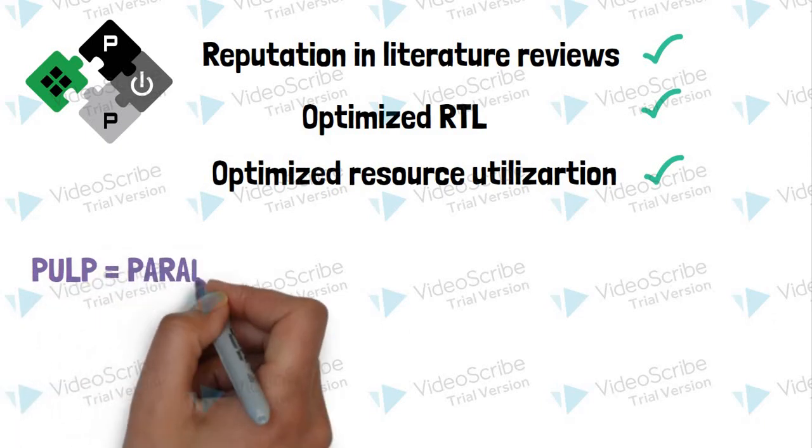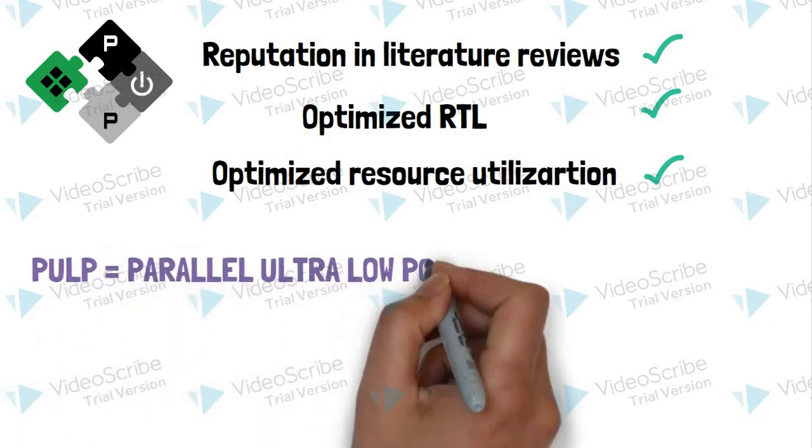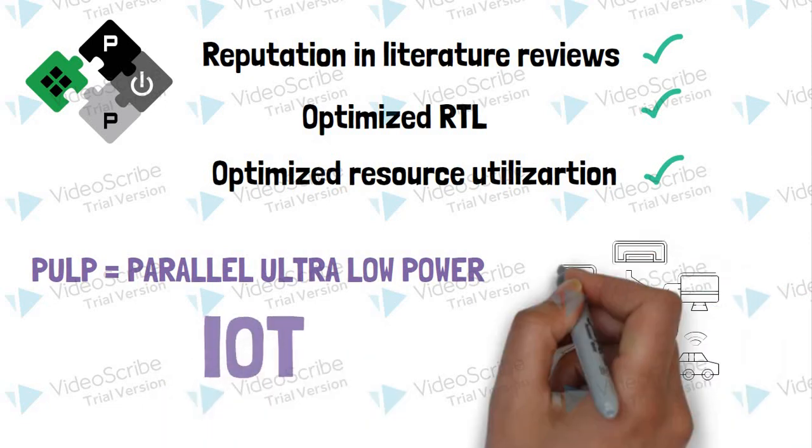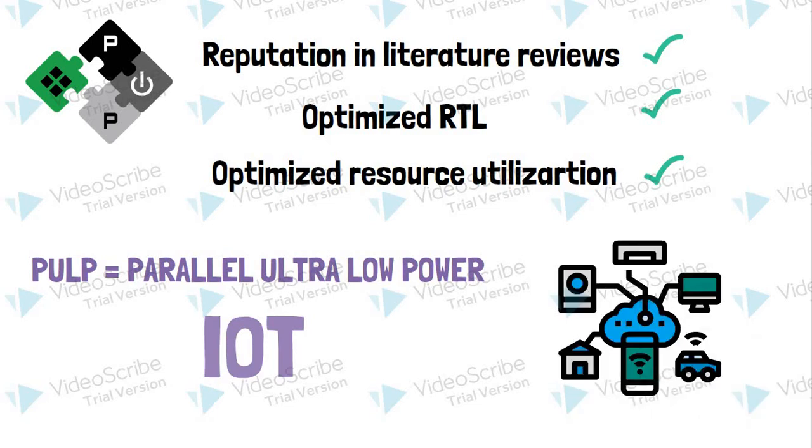Since PULP is short for Parallel Ultra-Low Power, this means that devices using PULP cores consume very little power, which increases battery lifetime. And this comes in handy in applications such as IoT or Internet of Things, which has been an extremely growing field recently.